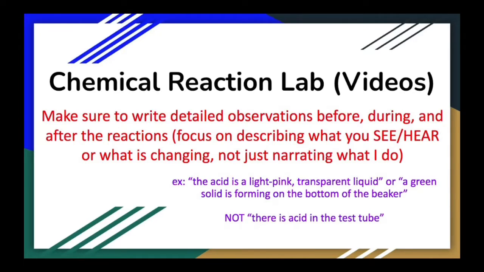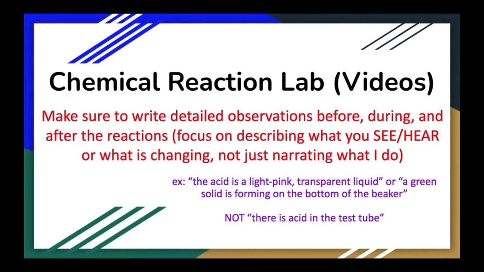not just narrating what I do. I know what I've already done or what the instructions in the lab told us to do. What I want you to focus on is color, size, shape, texture of the stuff that we're starting with and of what we're ending with, to help tell the full story of what's happening and how our chemicals are changing in our chemical reaction. So, for example, if I have a test tube with an acid in it, I want you to tell me that the acid is a light pink transparent liquid, not just there is acid in the test tube, or she put the acid into the test tube.